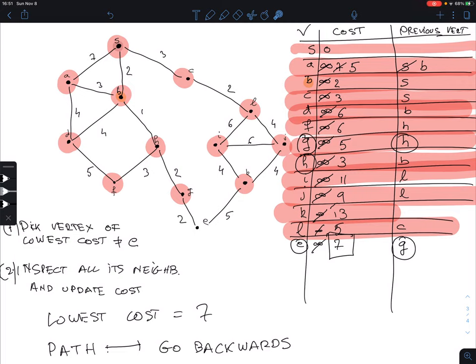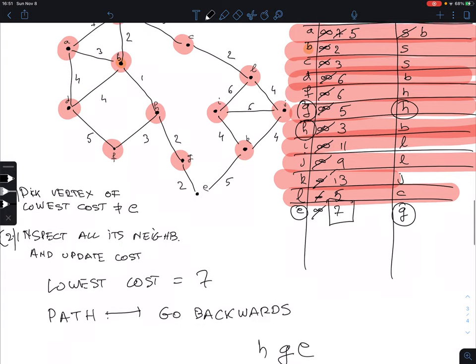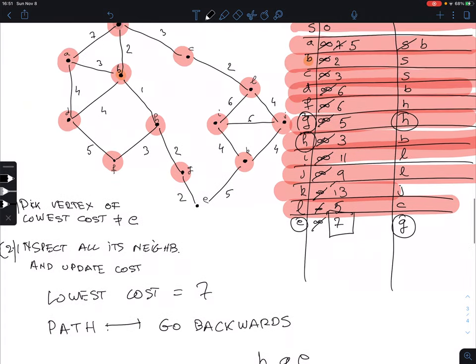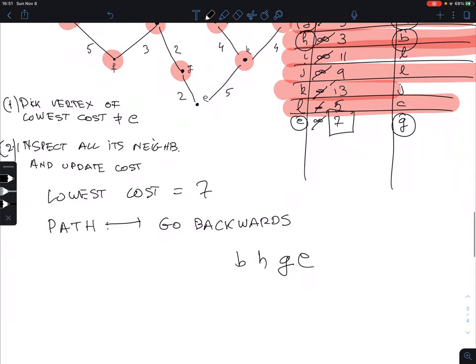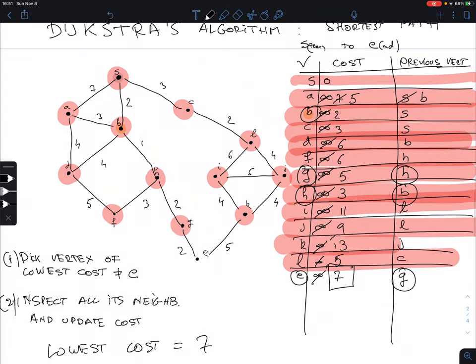Also, I forgot to mention from K, right? From K, this was coming from J. See, sorry, there's a couple of pieces of information that I missed here to write. Okay, sorry. So from H, I came from B, okay? And B, where did I come from? B, I come from S.